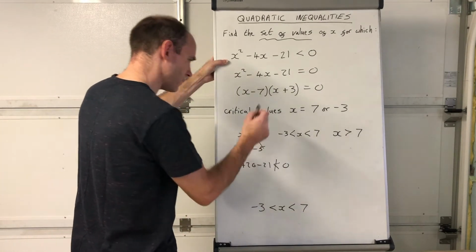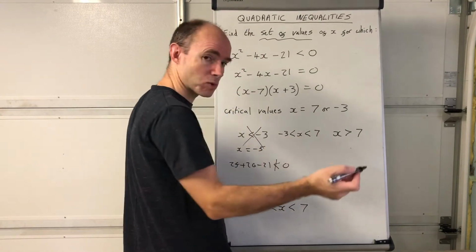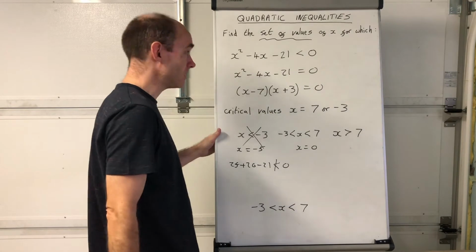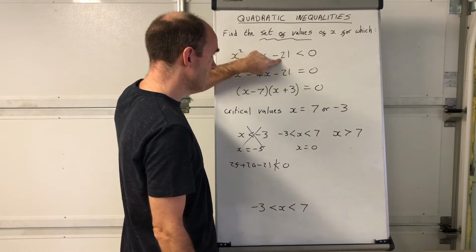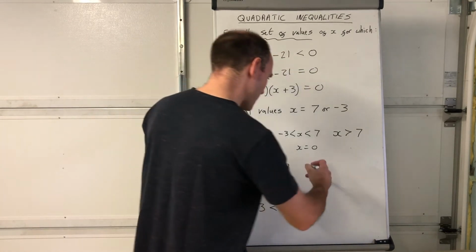So I'm going to cross that out. This one next. Put in any value of x between -3 and 7. The easiest one to go for is x equals 0. So 0, subtract 21. Well, I don't have to write that down. You can see -21 is less than 0, so that works.